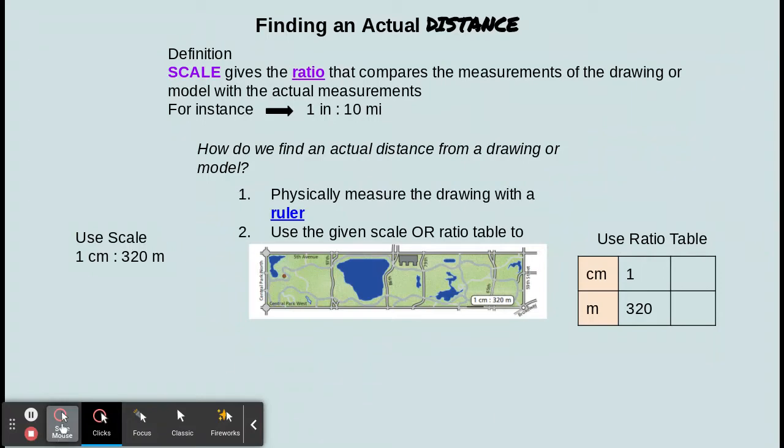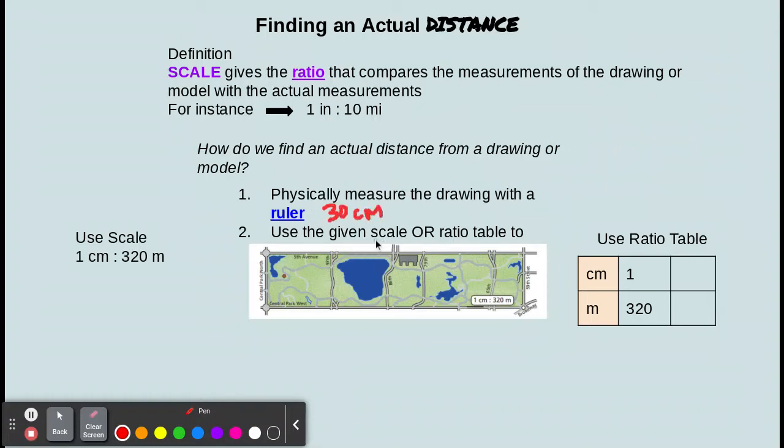Here we have a map of Central Park, and we want to know what the actual perimeter is around Central Park. The first step is to physically measure the distance with a ruler around Central Park on this map, and we found that to be 30 centimeters.